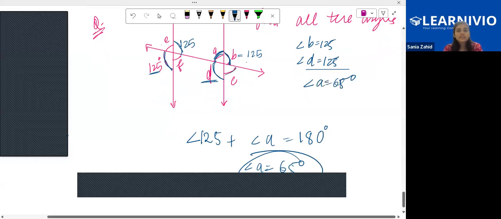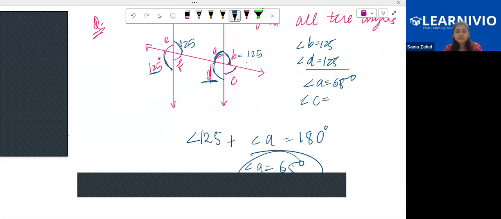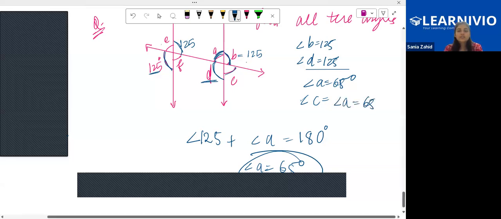Okay. Now what is angle C? Angle C is equal to angle A. Yes, very good. Angle C is equal to angle A. Why? Literally opposite. Good. That's correct. Because they are vertically opposite. Now you have angle B, you have angle D, you have angle A, and you have angle C. You do not have angle E.